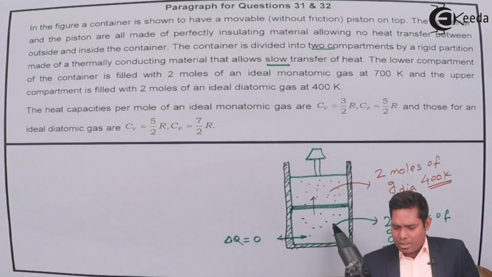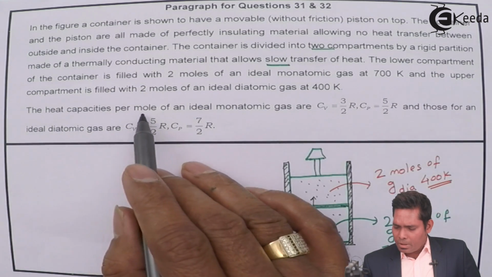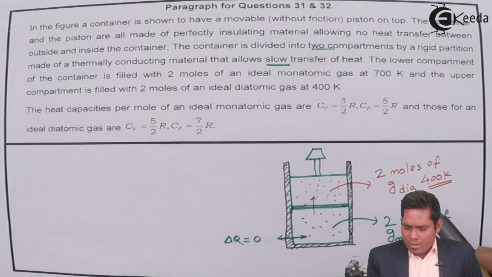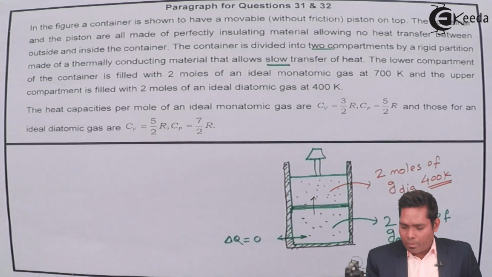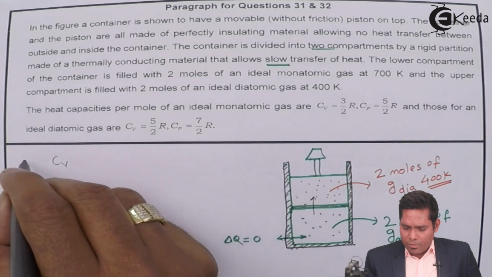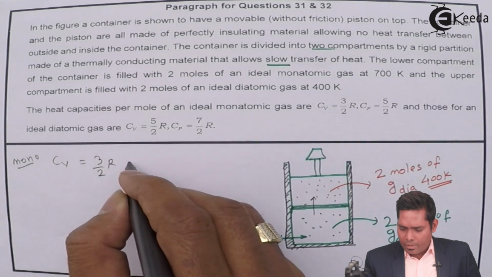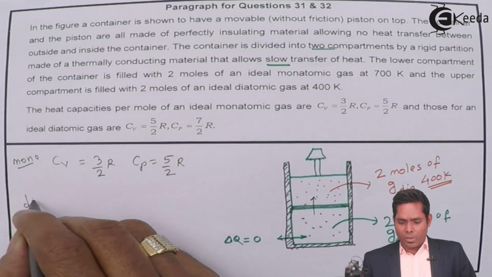The heat capacities per mole of ideal gases are given. For monoatomic gas, Cv is 3/2 R and Cp is 5/2 R. Similarly for diatomic gas, Cv is 5/2 R and Cp is 7/2 R. This is given to us.